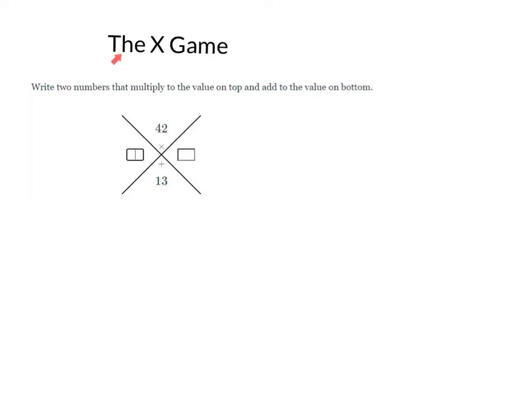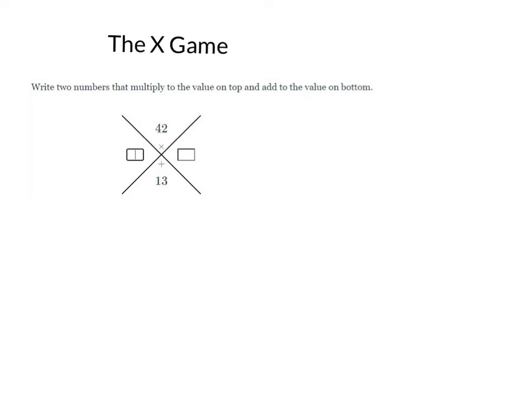This video lesson is about what we call the X game. All right. So here is a diagram of the X game. Okay. And what it says is write two numbers that multiply to the value on top and add to the value on bottom. Okay.